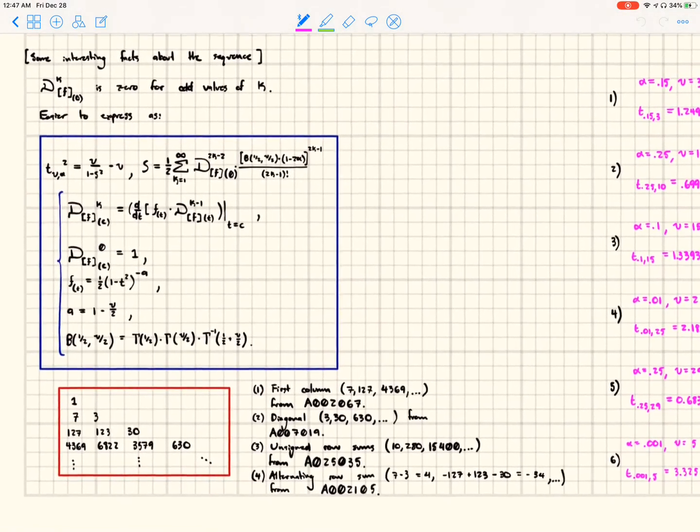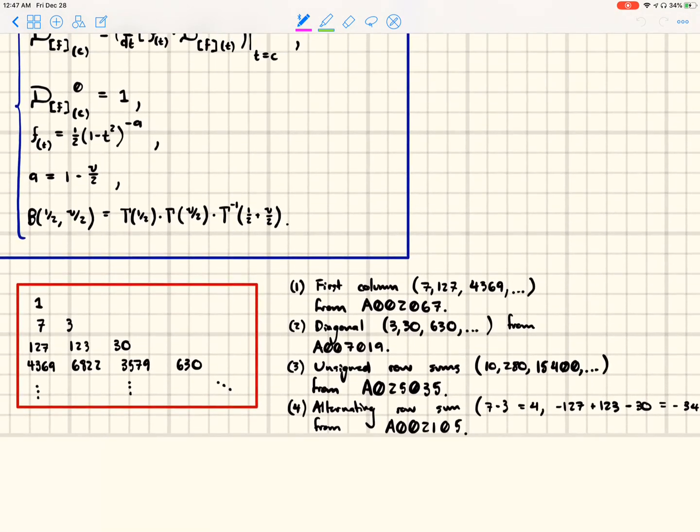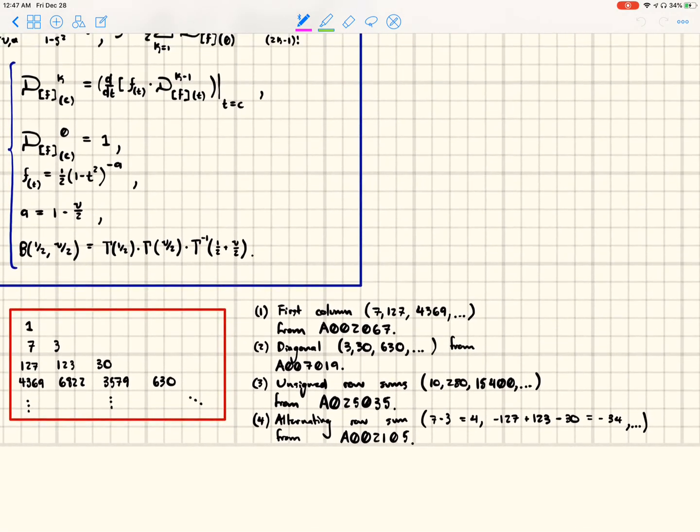So I want to look a little bit at these values, because if you plot them in a triangular fashion, it's easy to see that they actually have some connections to some previously known sequences. In fact, the first column, 1, 7, 127, 4369, actually comes from this sequence in the online encyclopedia for integer sequences, A002067. The diagonal terms, that's 3, 6, 630, etc., those come from A007019.